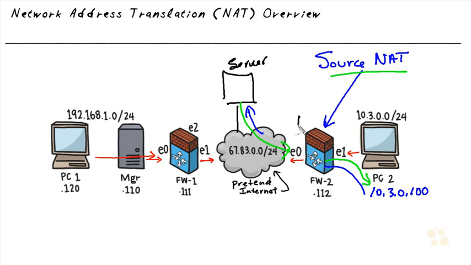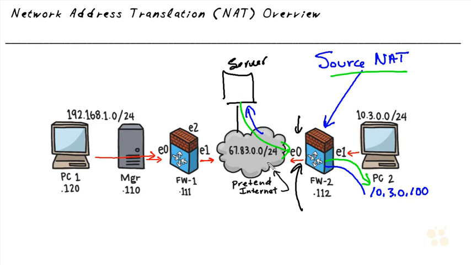So regarding the addresses that we could use for the initial source translation, one option is just translate everybody into the same IP address that firewall 2 is using on this outside interface, E0. And in our topology, that's 67.83.0.112. And it's possible to translate thousands of source IP addresses into a single IP address. And behind the scenes, this network address translation device is going to start tracking and manipulating port numbers to keep track of all the individual sessions.